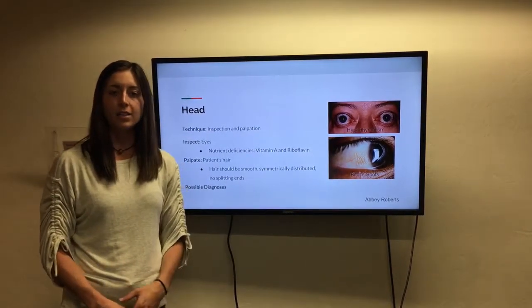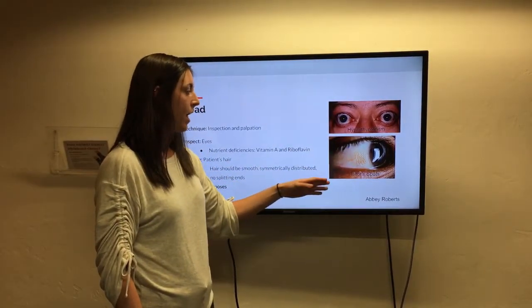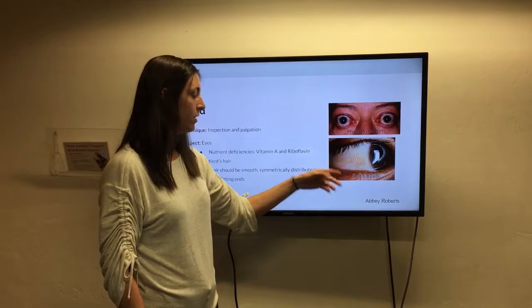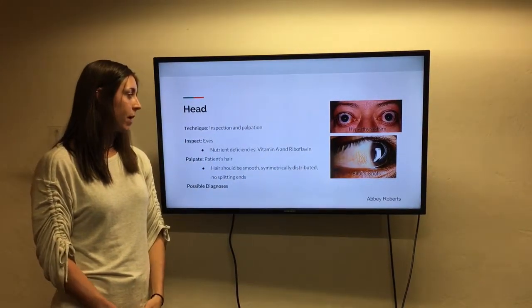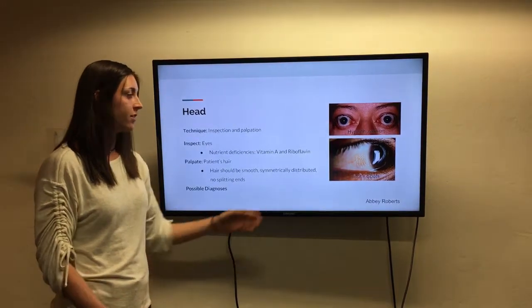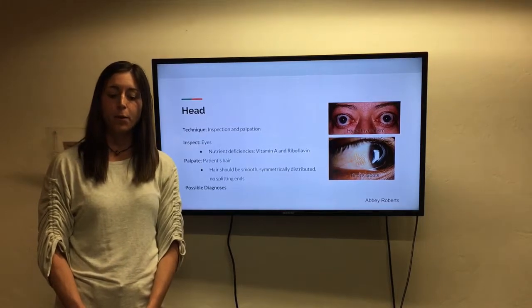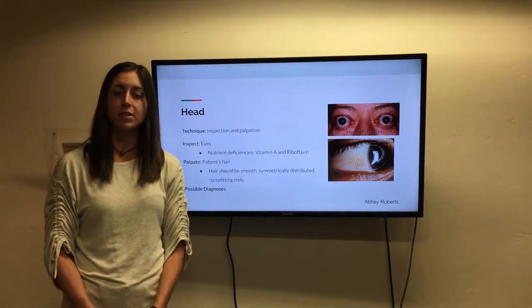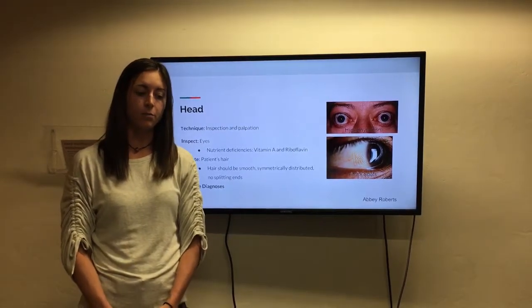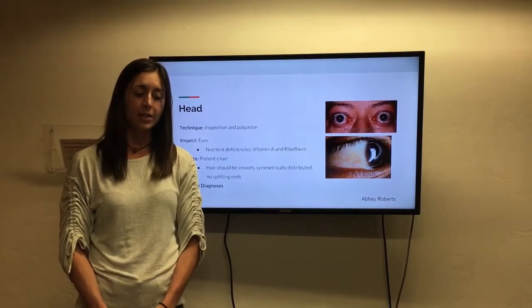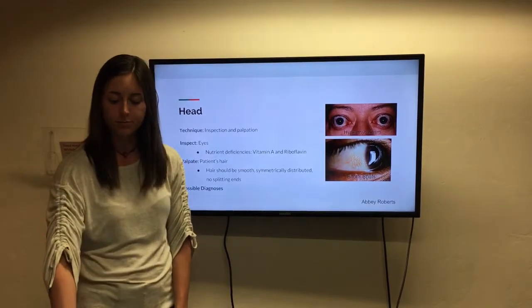Next is head, where we have inspection and palpation. You're looking at the eyes, and here you can see what hyperthyroidism and Bitot spots look like. So the techniques are inspection and palpation. In the eyes, you can identify nutrient deficiencies like vitamin A and riboflavin, and you palpate the patient's hair, looking to see if it's smooth and symmetric. And again, other diagnoses could be hypothyroidism, dehydration, and protein deficiency.